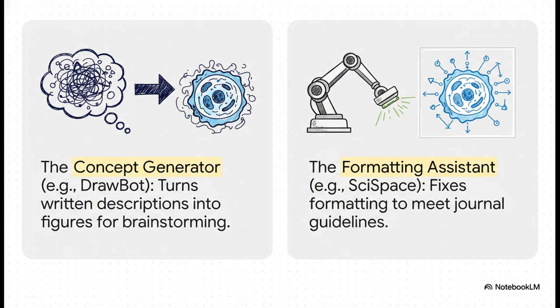And finally, you have the formatting assistants, like SciSpace. Think of these as your final quality check. They take the figures you've already made and make sure they are absolutely perfect for your target journal, catching any little errors before you hit submit.